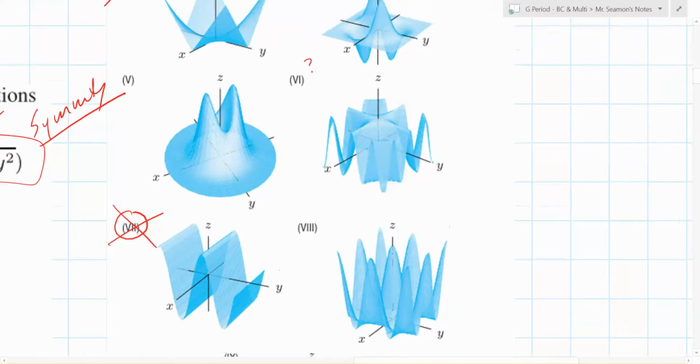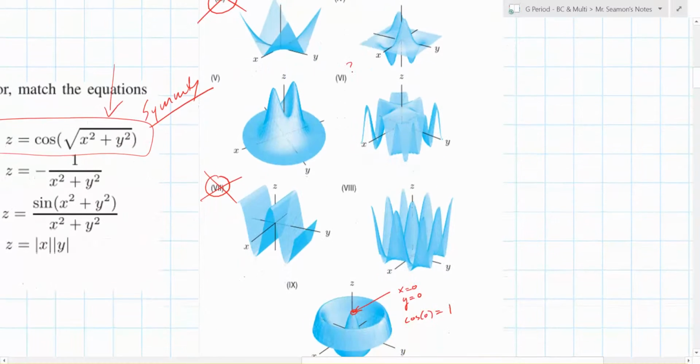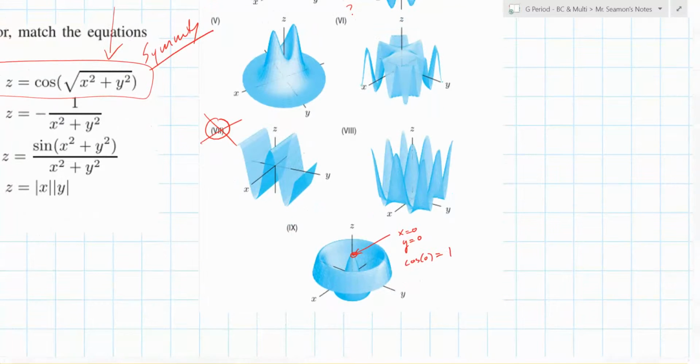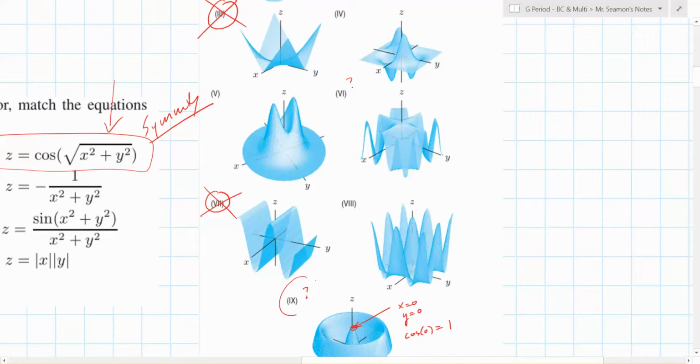So right now we've narrowed it down to 2 of them. It's either going to be 6 or 9. Those are the 2 numbers we're looking at.